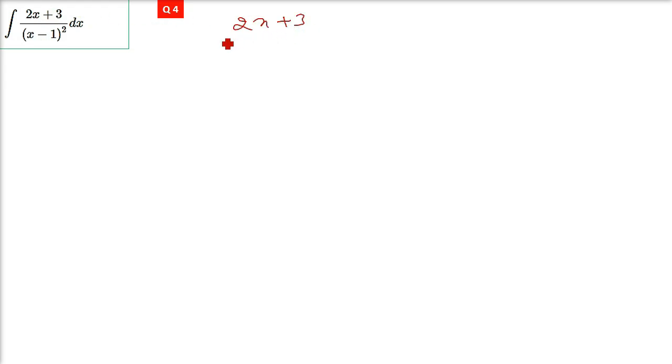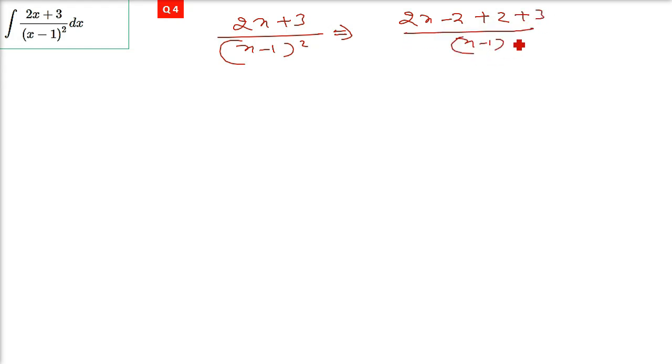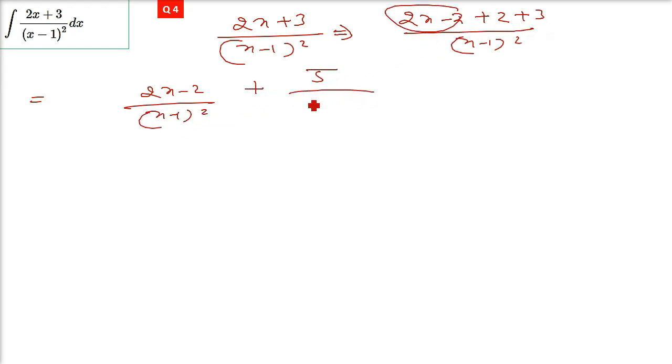So we have this 2x plus 3 divided by x minus 1 whole square. 2x plus 3, you can write it as 2x minus 2 plus 2. So if we have added, we have to subtract also. And this is x minus 1 whole square in the denominator. This is 2x minus 2, and this 2 plus 3 is 5. 5 divided by x minus 1 whole square. Then we have this 2x minus 2.